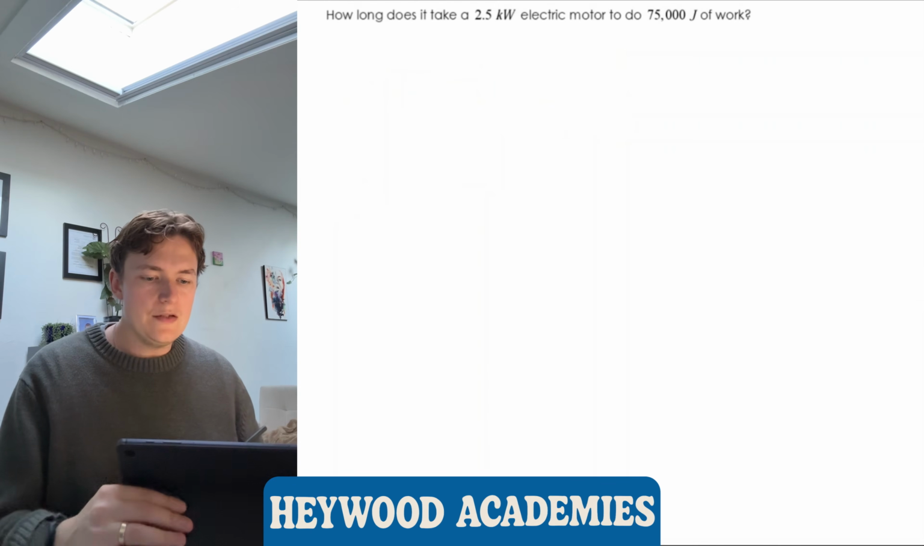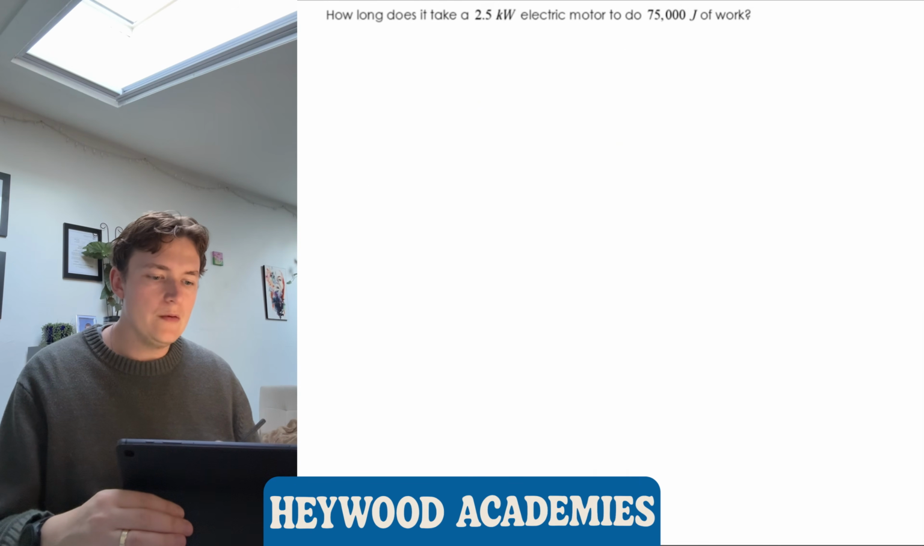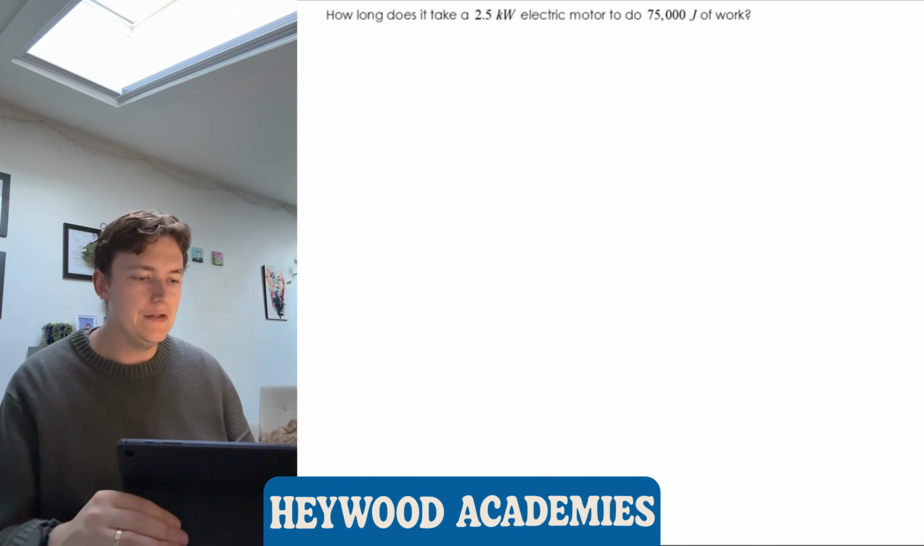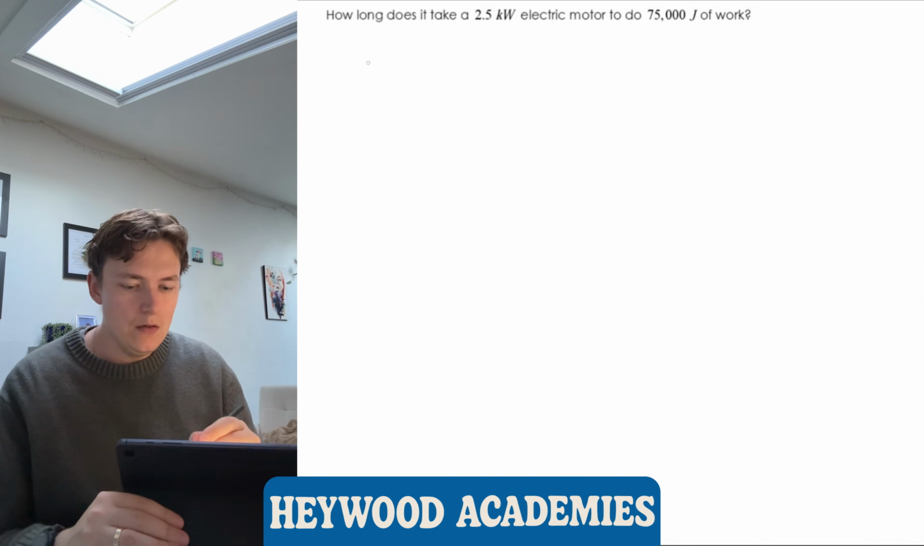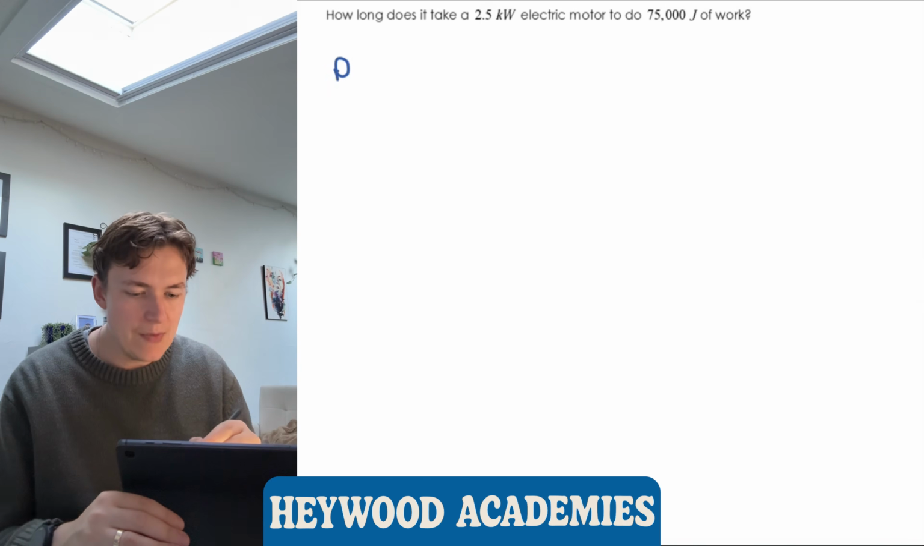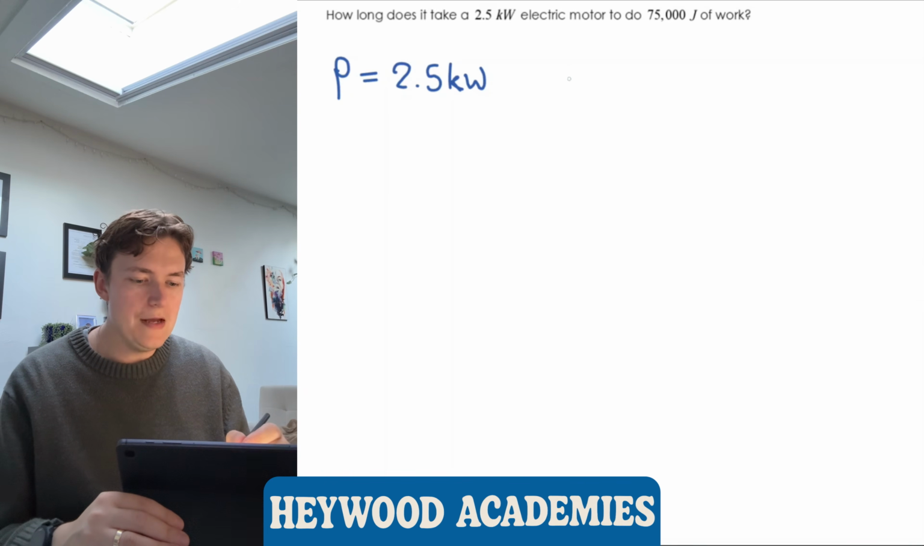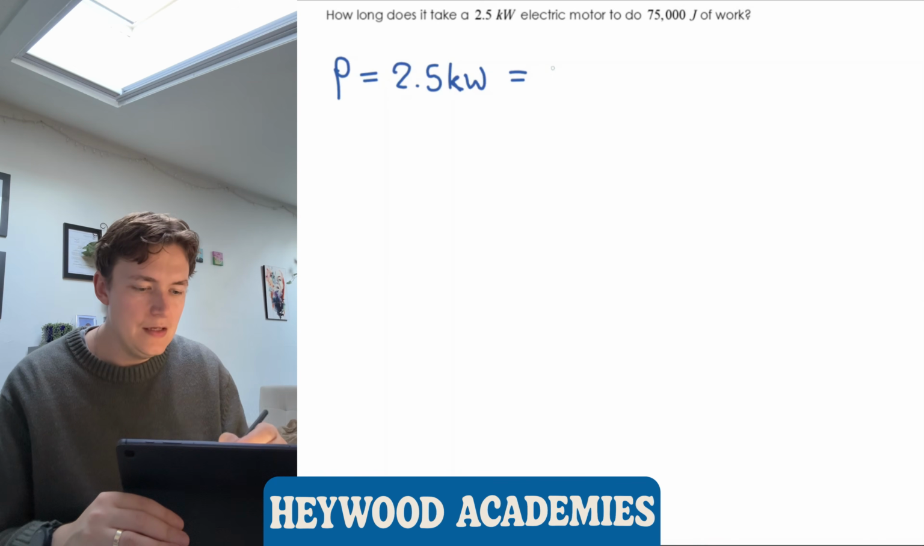How long does it take a 2.5 kilowatt electric motor to do 75,000 joules of work? Okay, so that's telling us that it's a 2.5 kilowatt motor, that's telling us that the power is equal to 2.5 kilowatts. Now if we want to convert that over to watts, we need to multiply that by 1,000. So that'll be 2,500.